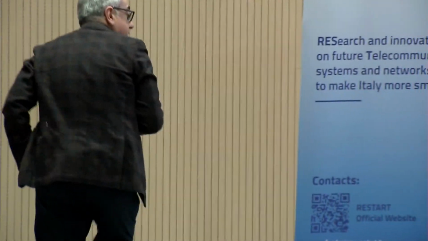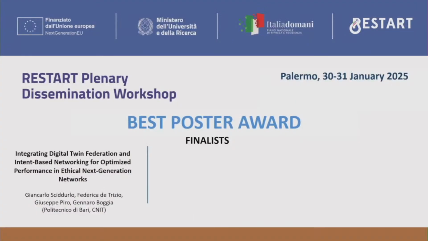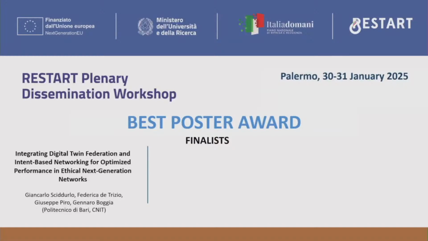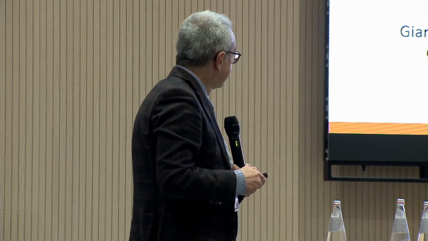Okay, yes, thank you. As usual, we give an award to the best 3 posters. So I will now list the short-listed 3 posters. The first one is Integrating Digital Twin Federation and Intent-Based Networking for Optimized Performance in Ethical Next-Generation Networks. I invite the authors, if they are still here, to come, please. Good. Congratulations. Now we'll see the exact final list.